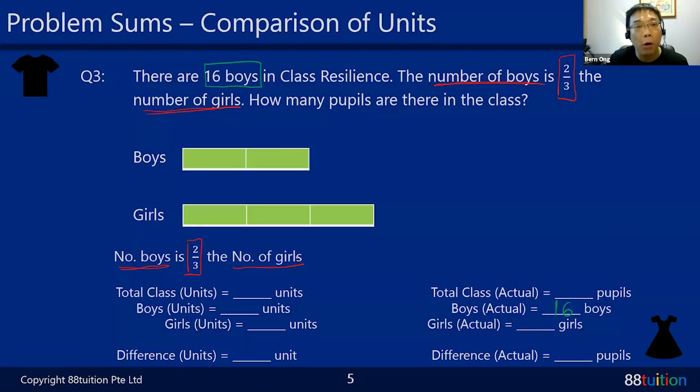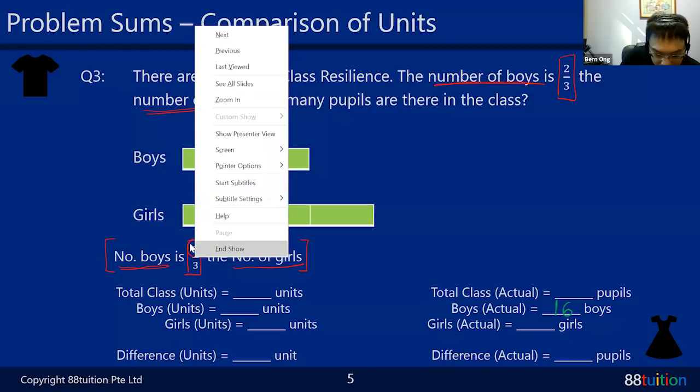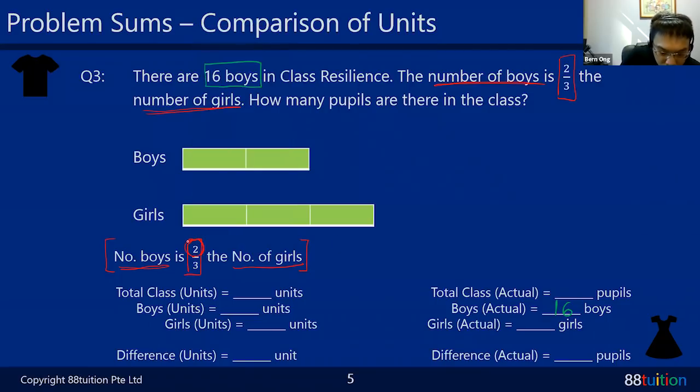So down here, look, you have the number of boys. Number of boys is 2/3 the number of girls. So in terms of model diagram, how are you going to draw? You need to know the boys got how many units, the girls got how many units. Look at here. The top portion, this numerator 2, is for the boys. This denominator 3, you draw the arrow, is for the girls. So in the model diagram, boys got 2 units and girls got 3 units.